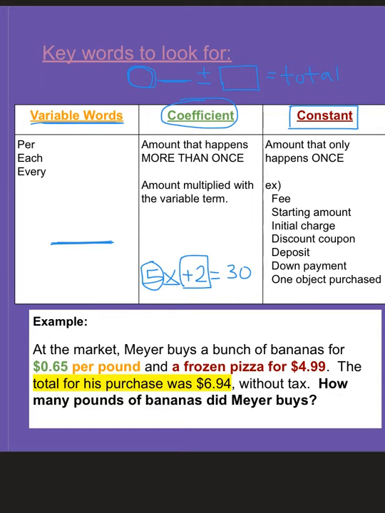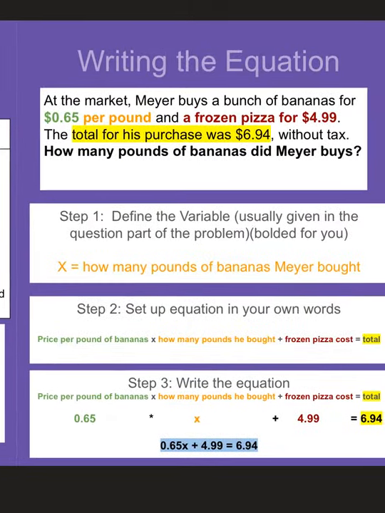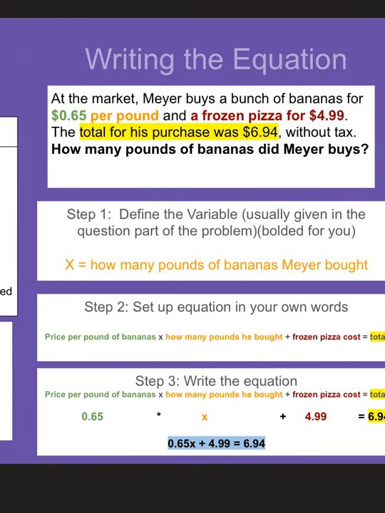Like I said, this example is worked out on the next slide, so let's see what we've got going on over there. Again, I'm going to just make my little note. I do my circled coefficient, underline my variable, plus or minus my constant, and then it's going to equal my total. Those are things that I want to look for.